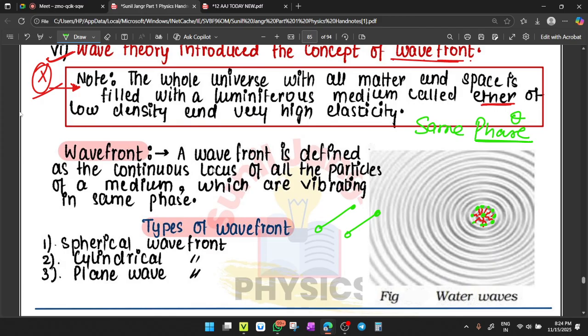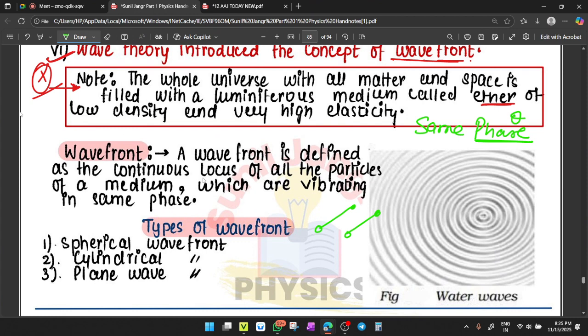So a wavefront is defined as the continuous locus of all the particles. Yes, what is locus? Collect these points vibrating in the same phase, and you will have a path of the particles. Yes or no? This visible path is called wavefront. Clear? So what is wavefront?